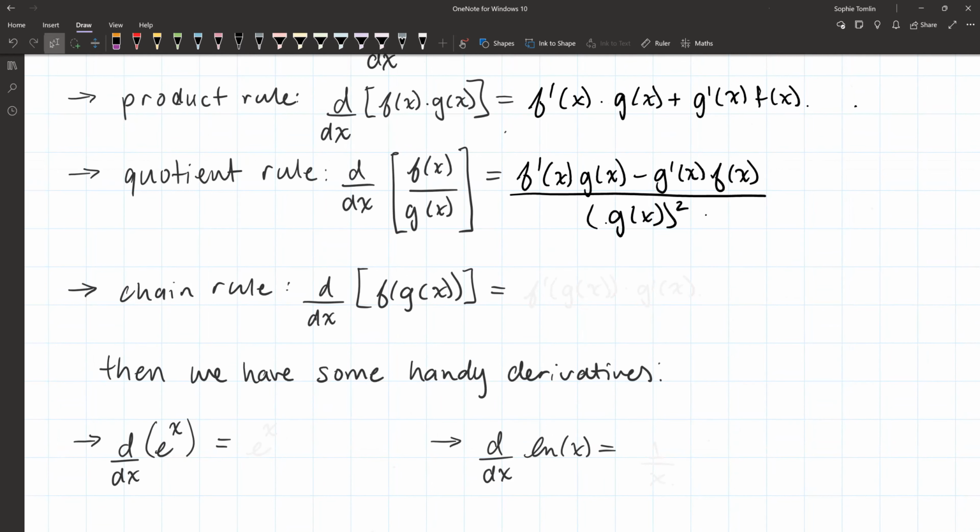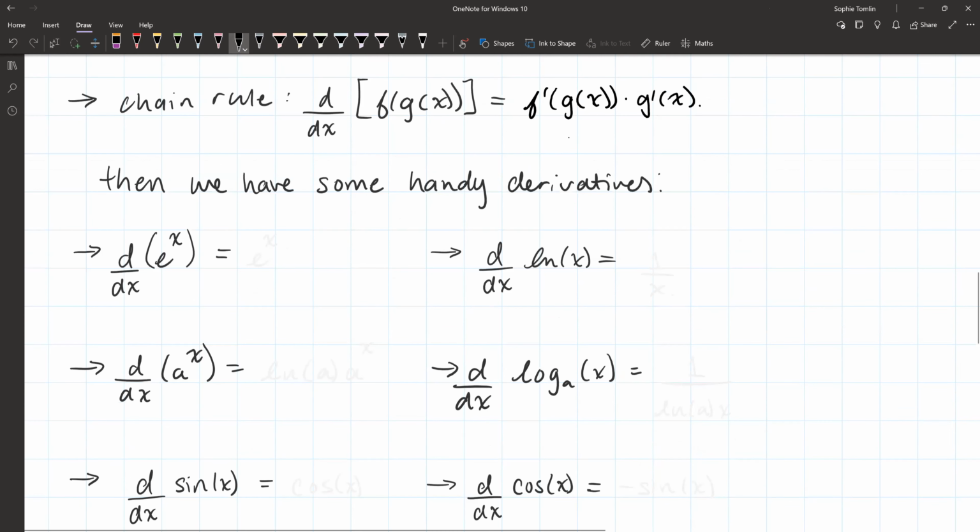Then another rule that you'll see used a lot is the chain rule. So we have the derivative of a composition of functions. What we'll do here is take the derivative of the outside function with the inside still intact, times the derivative of the inside function.